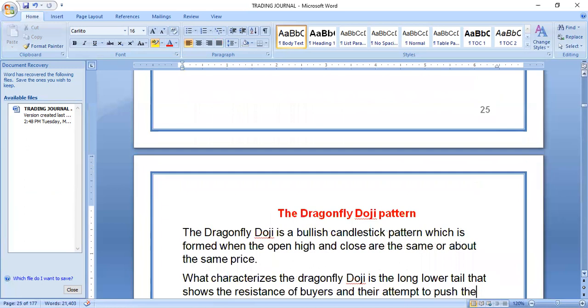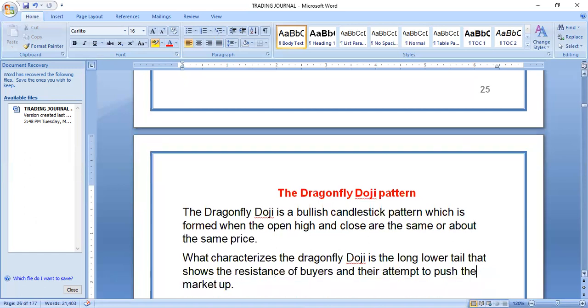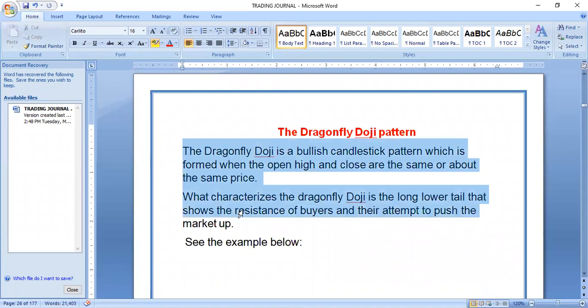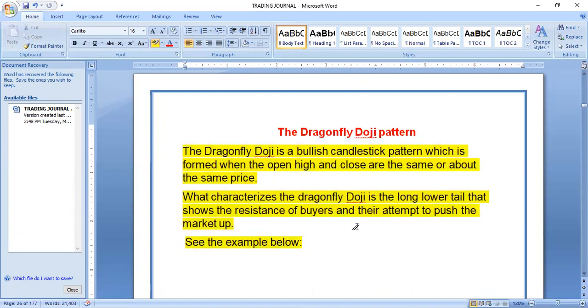Then we have types of dojis. One, we have the Dragonfly doji pattern. The Dragonfly doji pattern is a bullish candlestick which is formed when the open, high and close are the same or about the same price. What characterizes the dragonfly is the long lower tail that shows the resistance of buyers and the attempt to push the market up.